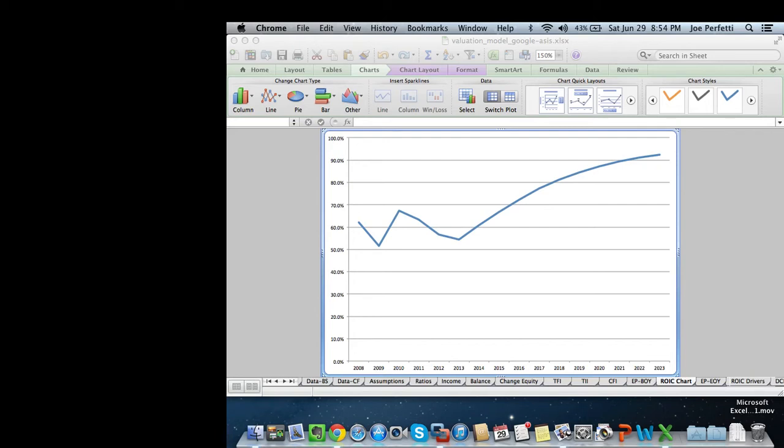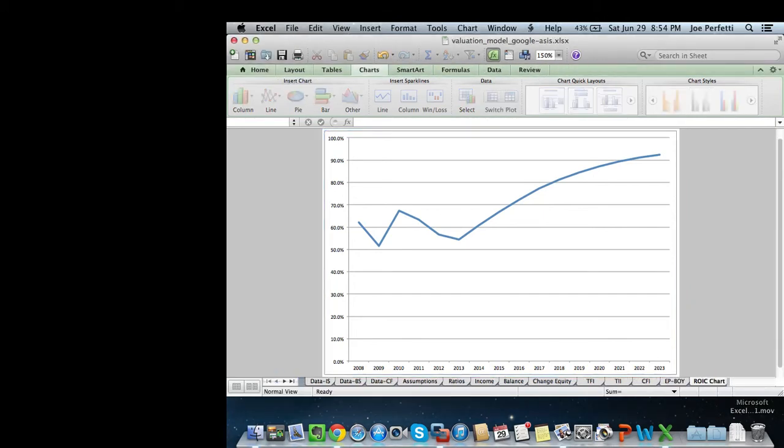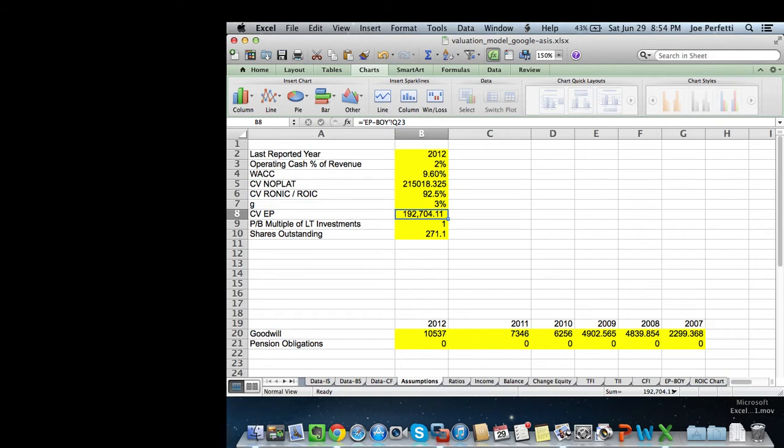All right, so we're going to pick up, as I said, where we left off, and we're going to finish up what we call the as-is value of Google. In order to do that, we're going to go back to the Assumptions tab, and we're going to add in four new assumptions.